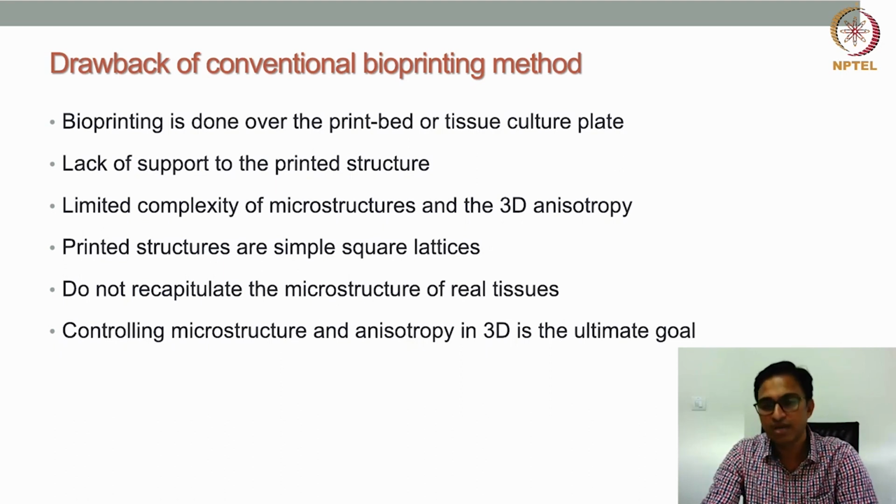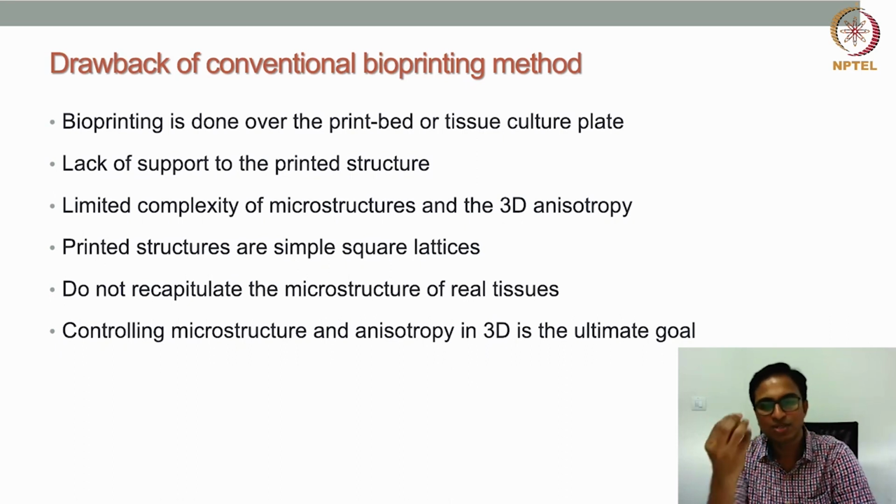And if we cannot mimic that structure, we cannot regain or re-establish the function of that particular tissue structure in a bioprinted construct. So that's why mimicking the microstructure and the anisotropy of the native tissue is very important. Controlling microstructure and anisotropy in 3D is the ultimate goal of all tissue engineering and bioprinting approaches, so that we can mimic the native tissue structure and gain the function.